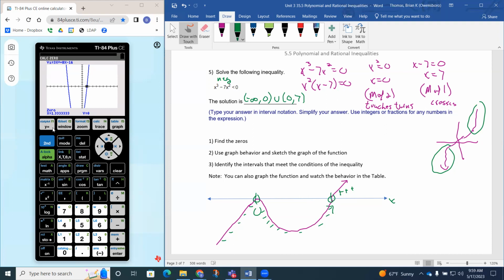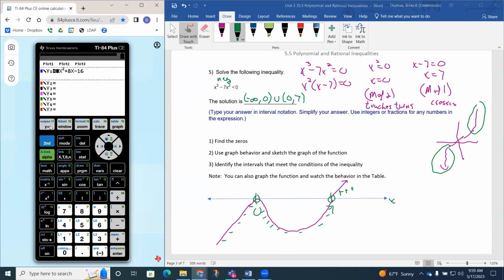If I want to use the calculator, I could verify that as well by graphing it. So I have x cubed minus 7x squared. If I graph that, you can see one of the zeros is 0, and the other one is 1, 2, 3, 4, 5, 6, 7. Notice that the graph stays below the x-axis until you get to 7.